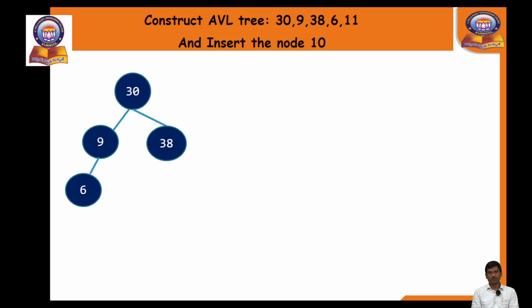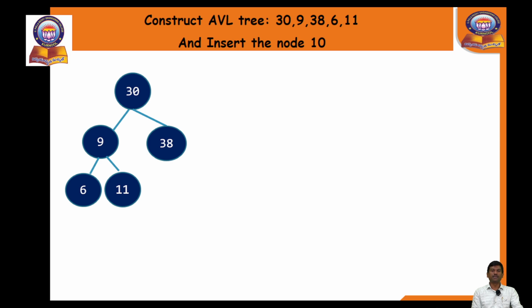And it goes for the next node, that is node 11. It starts comparing with the root node, that is 30. The value that you want to add is lesser, so it traverses towards the left. And the current node is node 9. And what is the node that you want to insert? That is 11. And that is how it is being placed to the right of node 9.